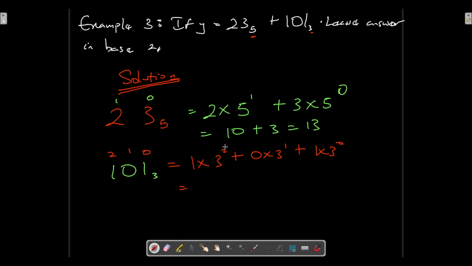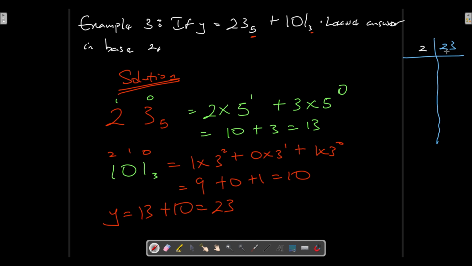So we have 3 raised to power 2 is 9, 1 times 9 is 9 plus 0. We know that whatever we multiply by 0 is 0, plus 1 times 1, that's 10. So basically, y is equal to 13 plus 10, which is 23, but it is in base 10. So now we have to convert to base 2.